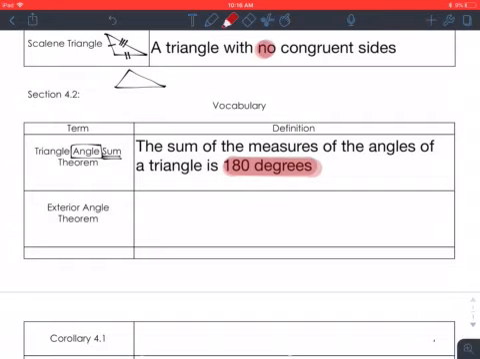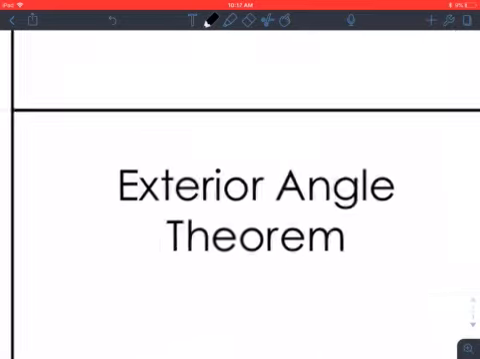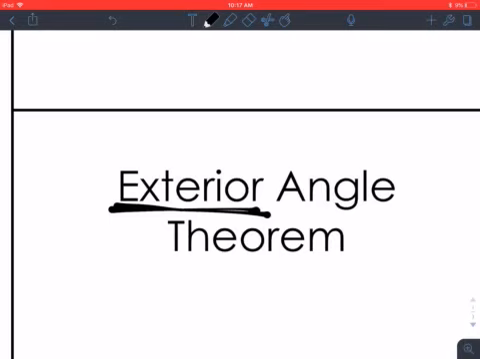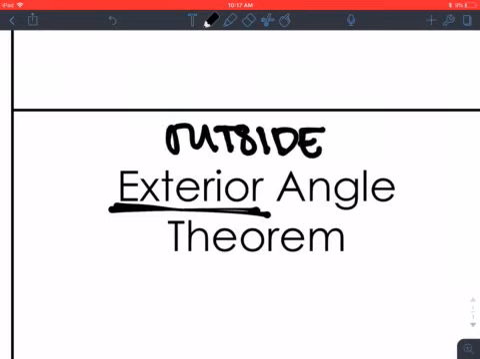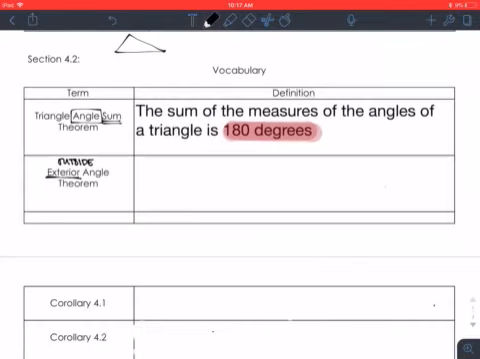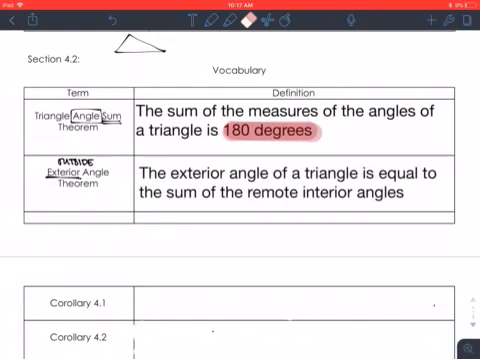Now, the next term is one that is going to be completely foreign to you. And it's called an exterior angle. And before we talk about the definition, if we just use what we know about exterior, that means it's going to be an angle that's on the outside of a triangle, okay? Now, within this definition, there is going to be another vocab term that we haven't talked about, and I'm going to draw a picture to show you what I mean, okay?